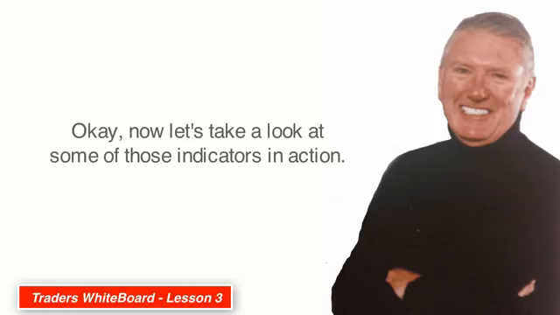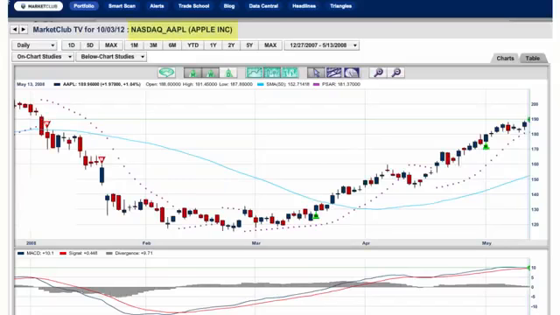Okay, now let's take a look at some of those indicators in action. What we're looking at is a chart of Apple Computer, and on this chart you see a blue moving line and a dotted line. The blue moving line is a 50-day moving average, which is a popular moving average for stocks. The theory behind this is when the prices go below the blue line, that's an indicator that the stock is going to go lower. When the prices go above the blue line, it means prices should go higher. Now, it doesn't work 100% of the time. Nothing works 100% of the time, but it's very, very good.